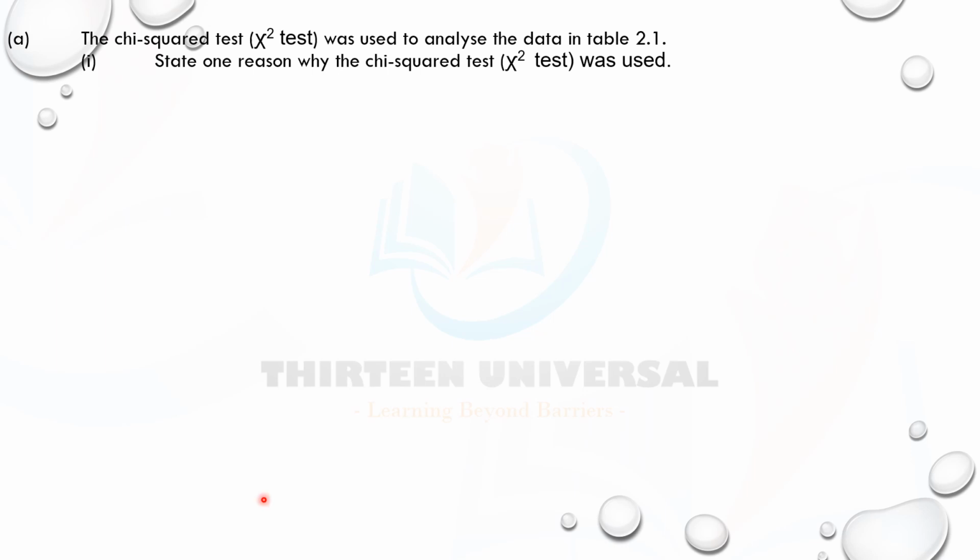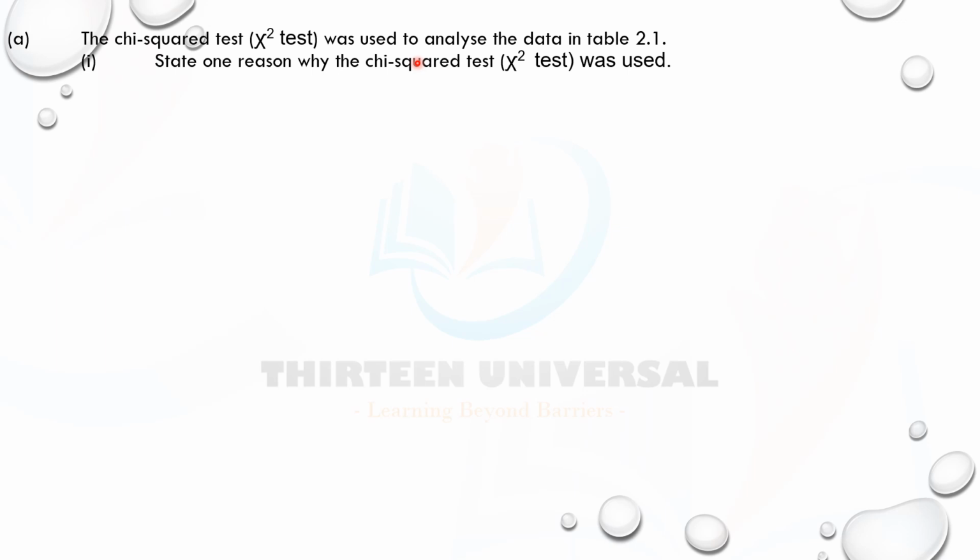The chi-square test was used to analyze data in table 2.1. State one reason why the chi-square test was used. Why do we use chi-square? Pause the video, write the answer down, and try. We use it to determine whether there is a significant difference between the expected result and the observed result.